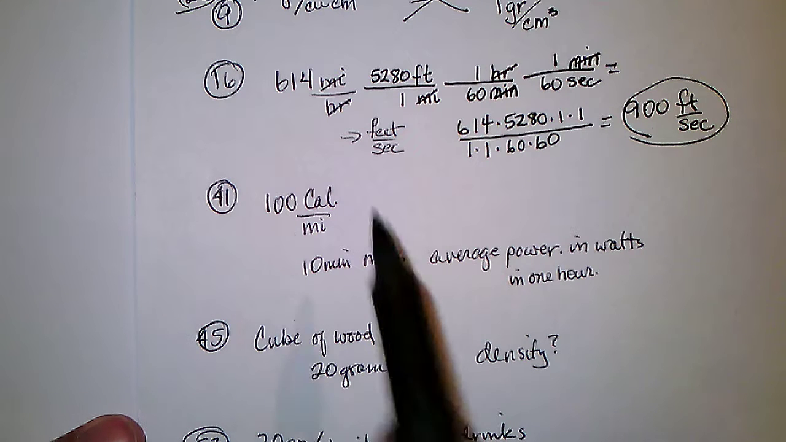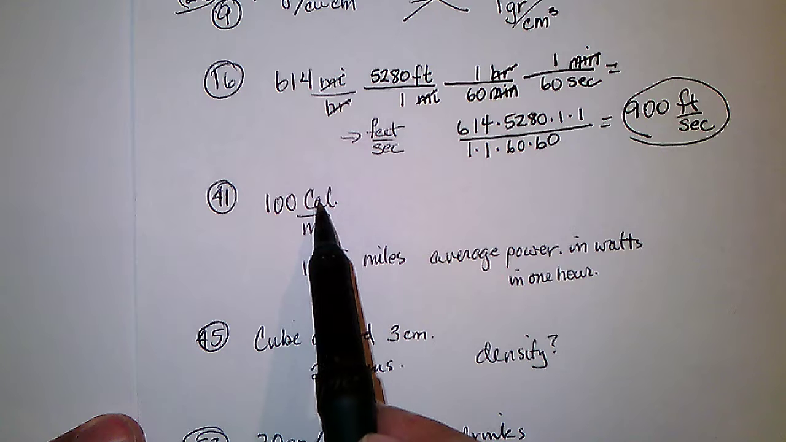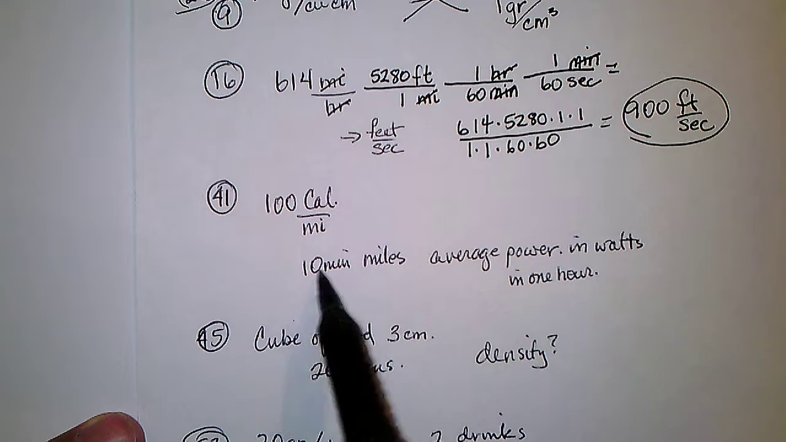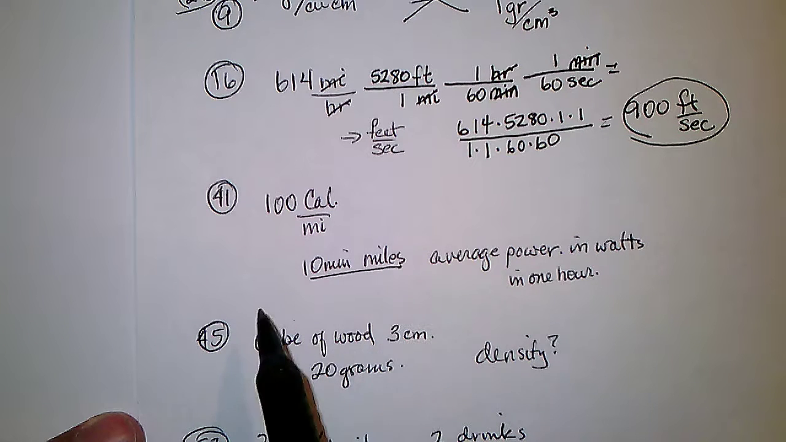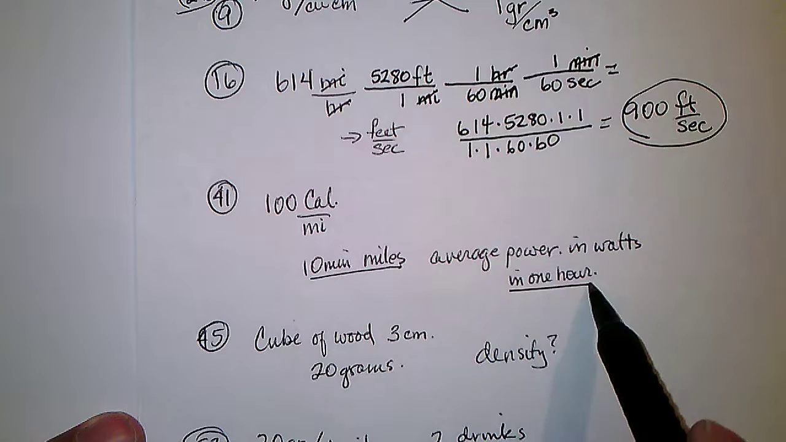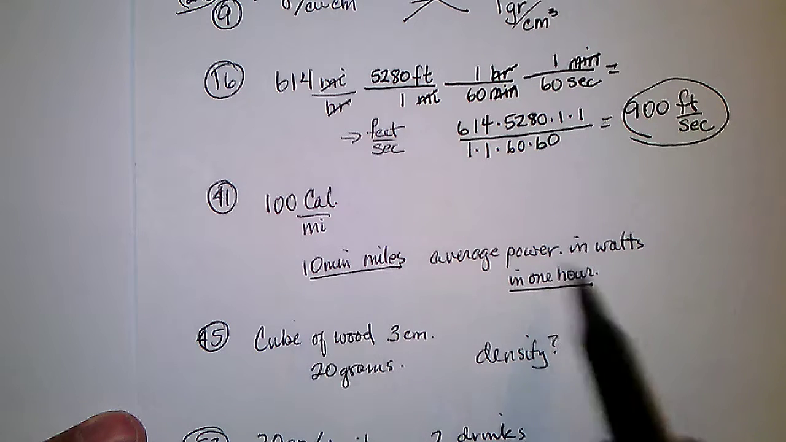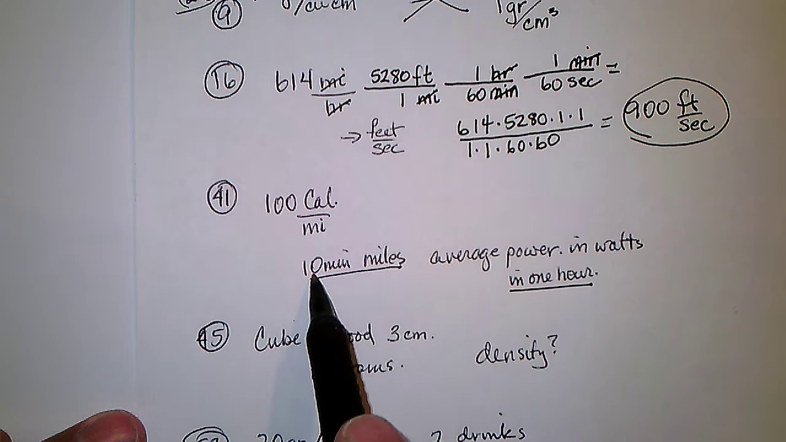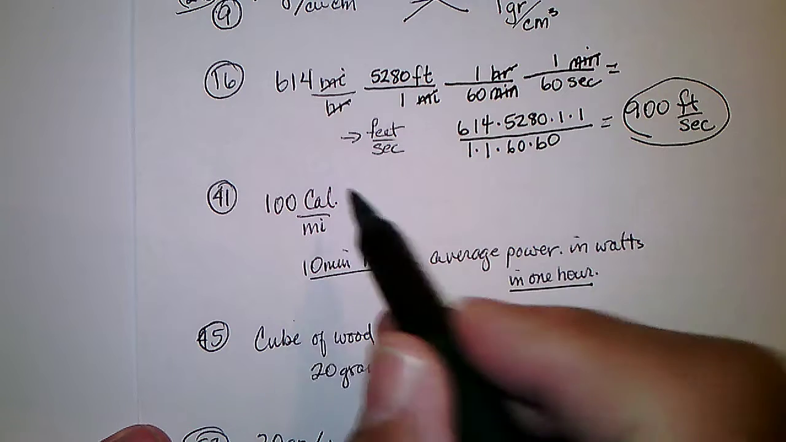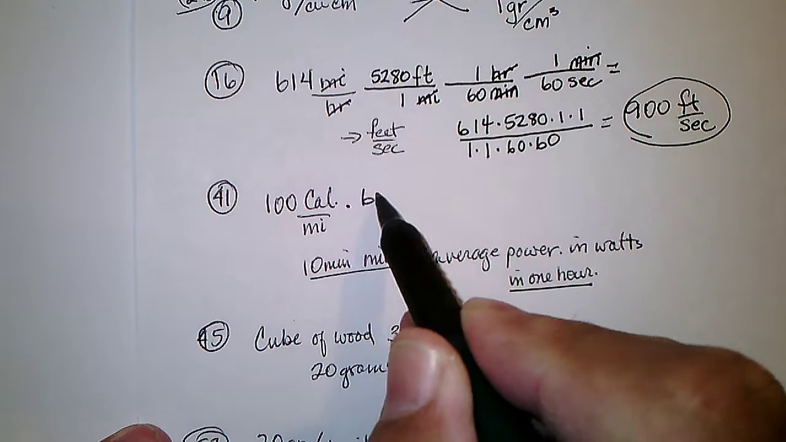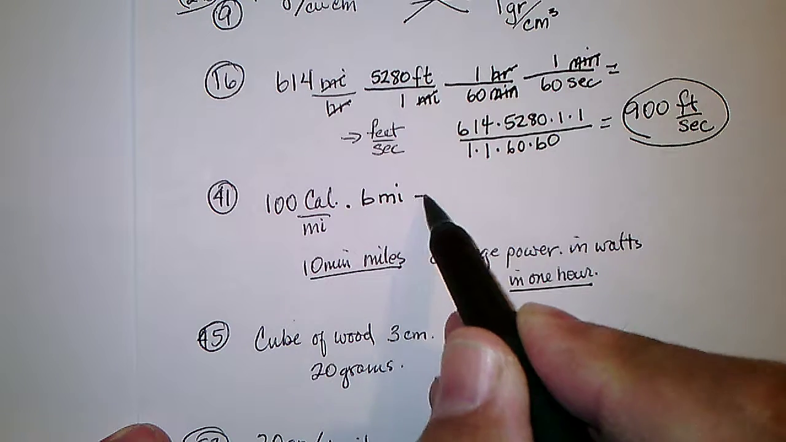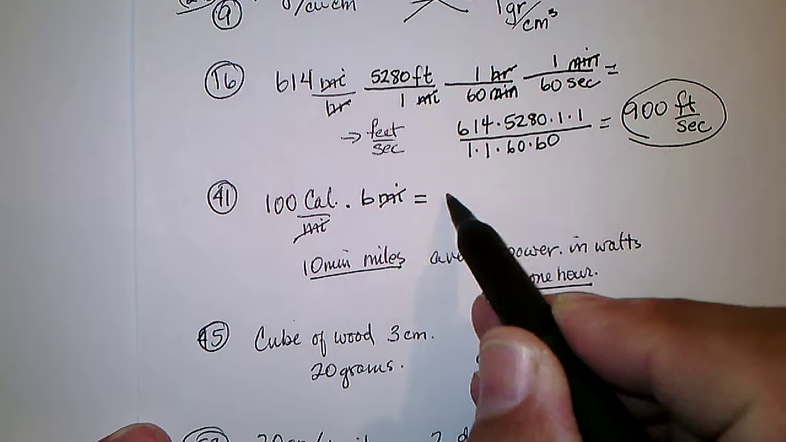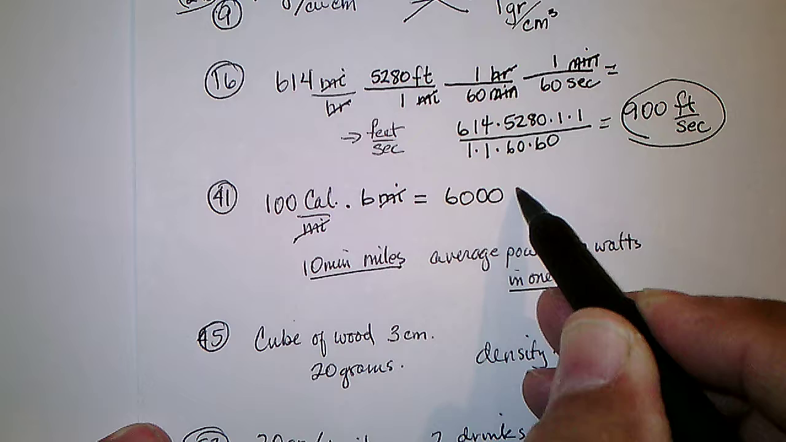On 41. So a runner uses 100 dietary calories, capital calories, per mile. 10 minutes to run a mile, and it goes for 1 hour. So there are 6 10-minute periods in an hour, so it's going to run 6 miles. So times 6 miles means they're going to burn, that way the miles cancel, 6,000 calories.